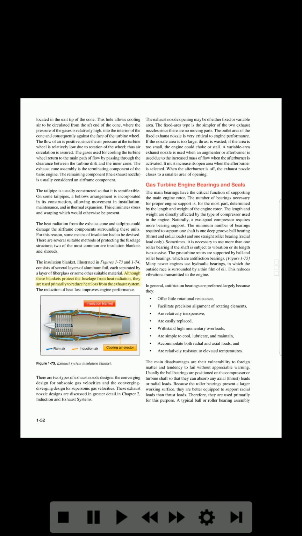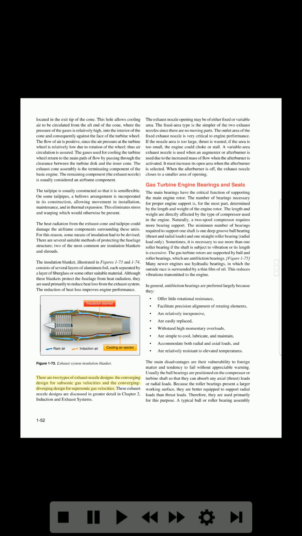Although these blankets protect the fuselage from heat radiation, they are used primarily to reduce heat loss from the exhaust system. The reduction of heat loss improves engine performance. Insulation blanket, ram air induction air cooling air ejector. Figure 1-73, exhaust system insulation blanket.